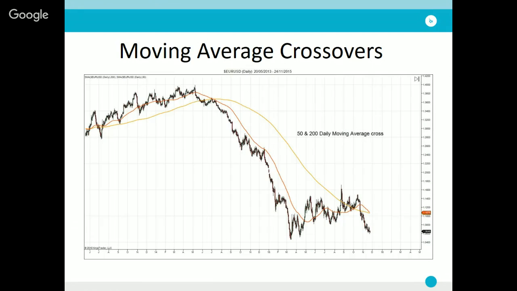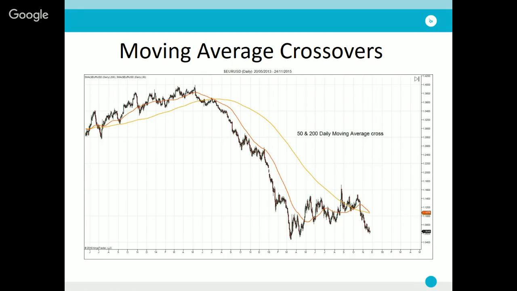Here we have an even longer term crossover. We have the 50 and the 200-day moving average crossovers. And this is a really widely used crossover. You'll come across a lot of traders and analysts referencing this. It's used by a lot of trend traders to denote the direction of the trend in a particular market.